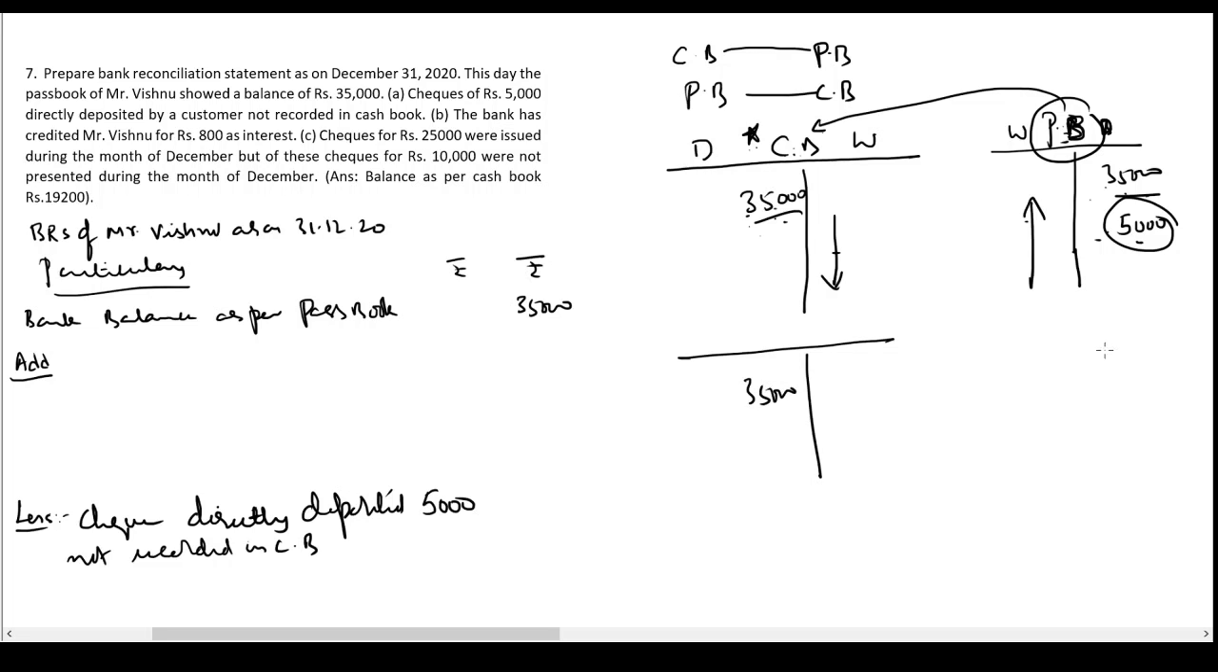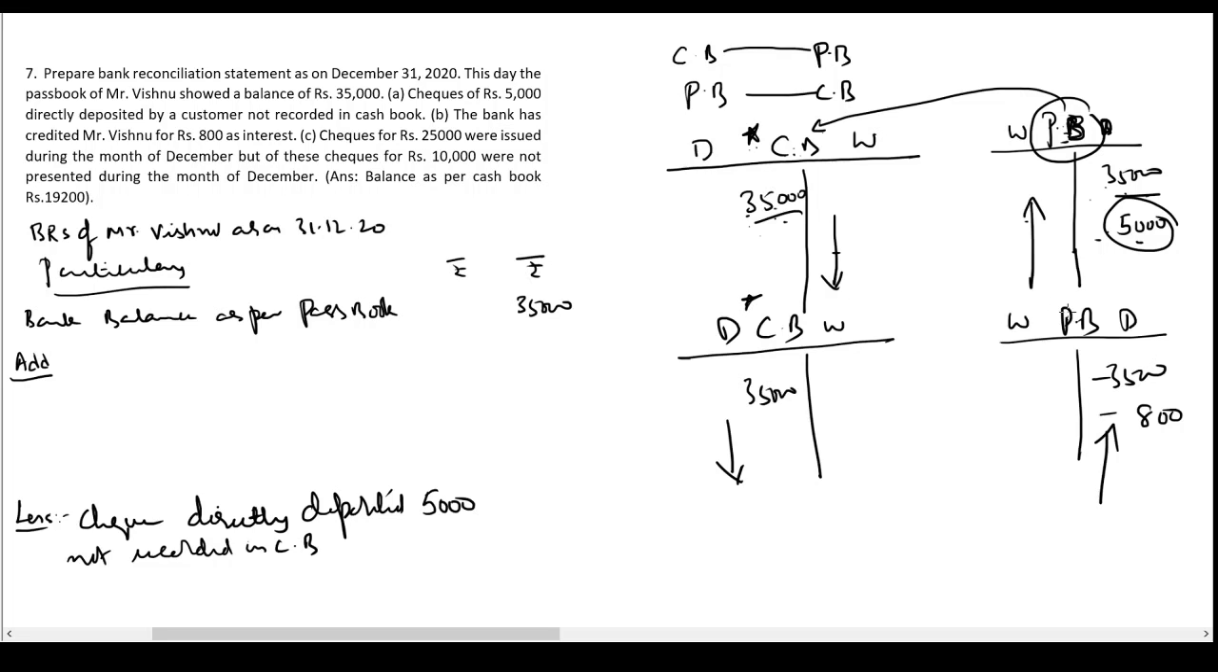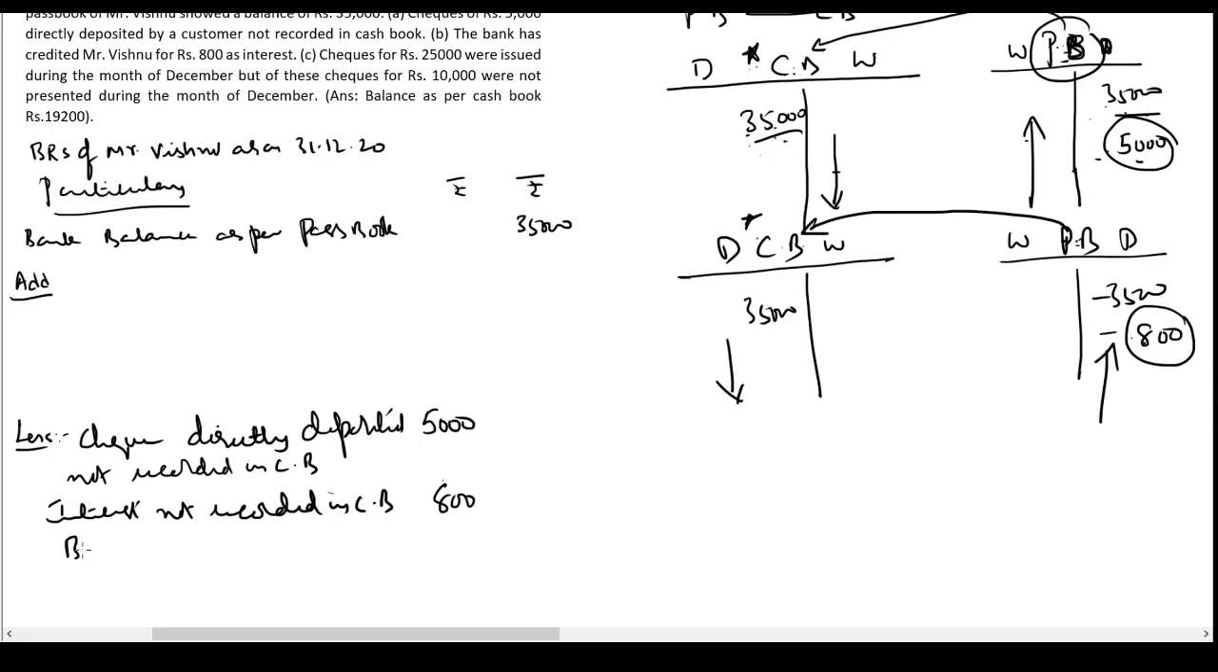Next, the bank has credited Mr. Vishnu 800 rupees towards interest. Deposit side, withdrawal side and deposit side. Bank has credited 800 to Mr. Vishnu for interest. Again credit, another credit, the balance is bound to increase. Here the balance is lower. Now I am starting with passbook balance, I have to make it equal to cash book balance. So to make passbook equal to cash book, I have to reduce it by 800 because passbook is showing a higher balance than the cash book by 800 rupees. Interest not recorded in cash book but recorded in passbook only.